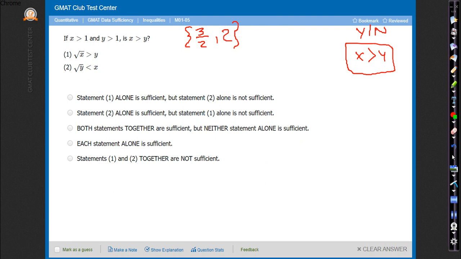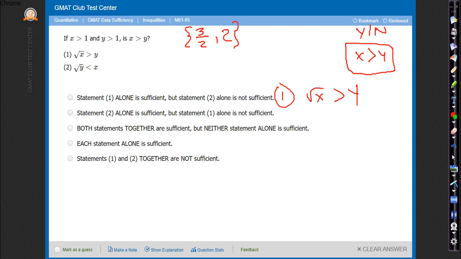Okay, so now we're going to move on to analyzing statement 1, right? Statement 1 says that the square root of x is greater than y. One of the things that we could do is try to square these and solve for x and solve for y, or solve for x in terms of y. But the other thing that we could do is figure out, well, what relationship does the square root of x have with x, right?